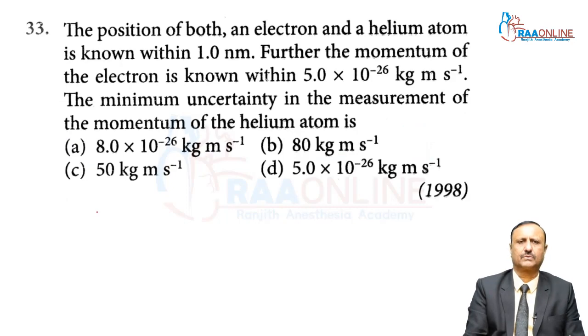Now, we can get the question number 33. The position of both an electron and a helium atom is known within 1 nanometer. Further, the momentum of the electron is known within 5 into 10 to the power minus 26 kilogram. What is the minimum uncertainty in the measurement of the momentum of the helium atom?